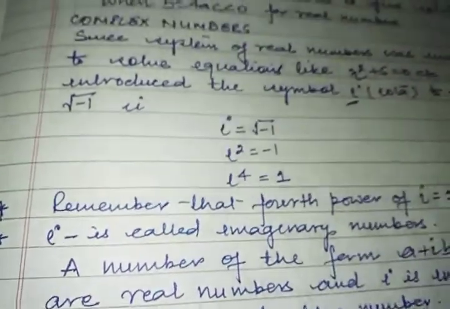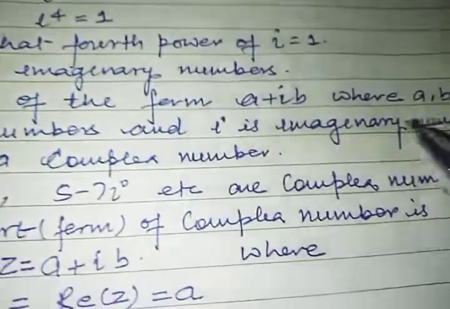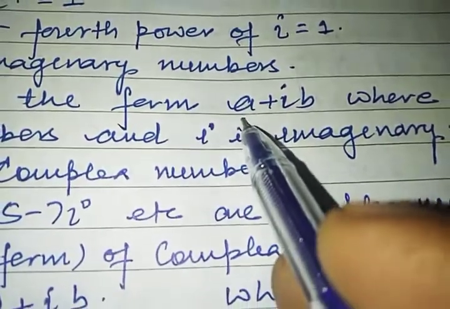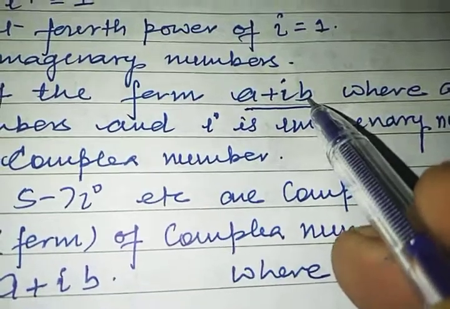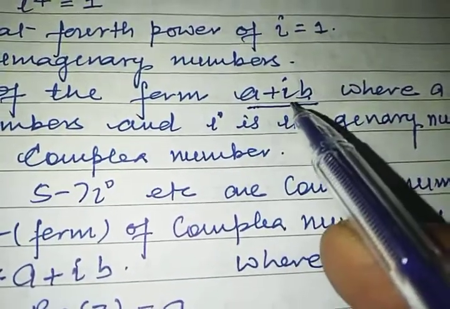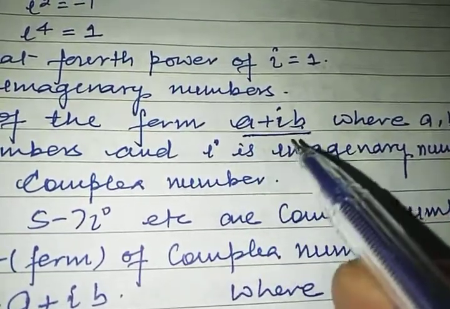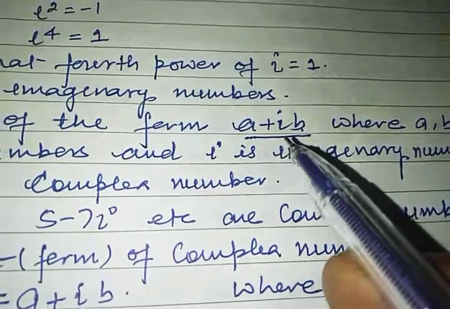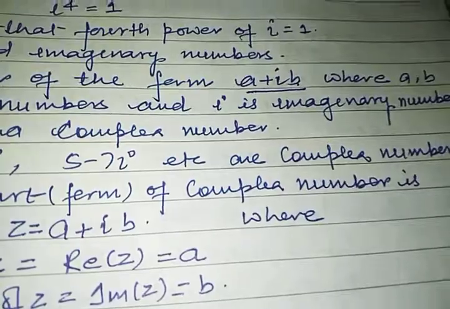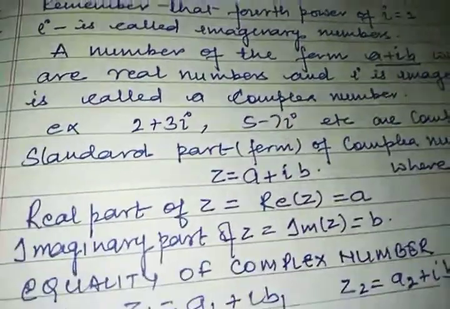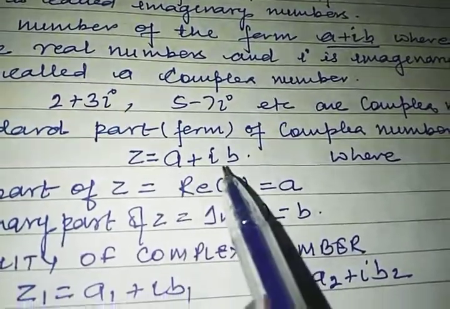So now what is a complex number? A complex number is in the form of a plus ib, okay, like this, where b and a are real numbers. Note down, b and a are real numbers and i is the imaginary number. So this is the format of a complex number. For example, 2 plus 3i, 5 minus 7i are all complex numbers. It is denoted by z. So z is equal to a plus ib.